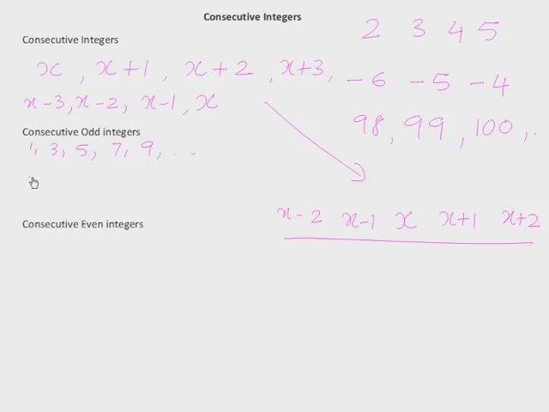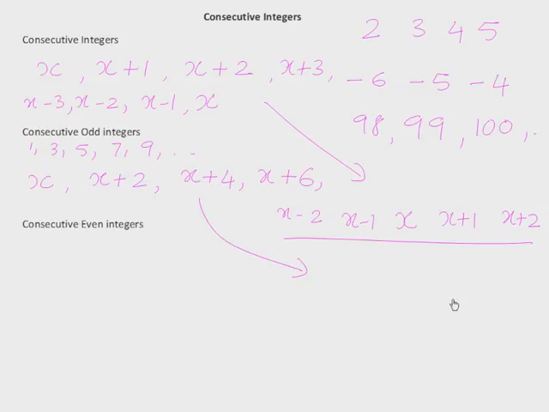Important. So x is an odd integer. What's the next odd integer? It's not x plus 1. It'll be x plus 2 because the odd integers occur in jumps of 2. So x plus 2 will be the next odd integer. X plus 4 would be the one after that. X plus 6 would be the one after that.